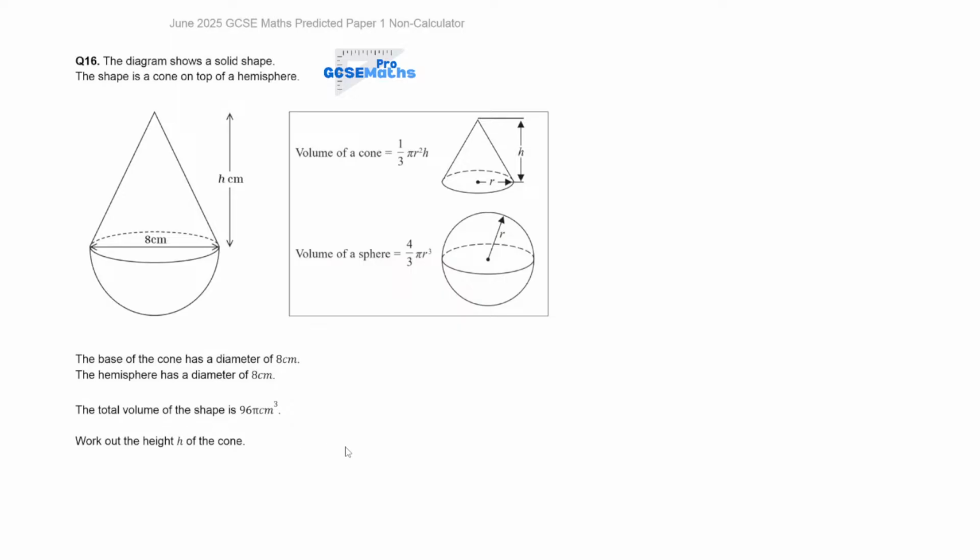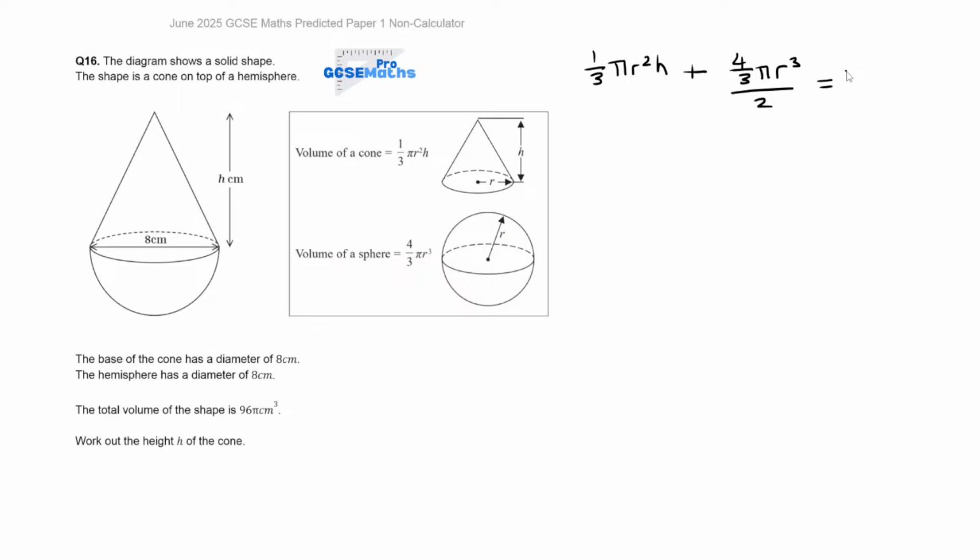Then the total volume of the shape is 96, obviously pi centimeters cubed, so they're actually going to give it to us in terms of pi. We need to then work out the height of the cone. So I'm going to create a formula for the volume of the whole shape. So that would obviously be, maybe if I start up here, a third, so that'd be the whole cone, right? A third pi r squared h plus, now this is the bit, plus the hemisphere, so obviously the sphere is 4/3 pi r cubed, but then I would have to divide that by 2, so just remember that.